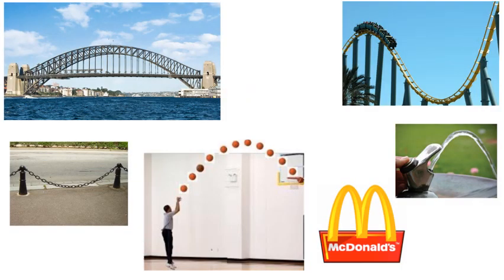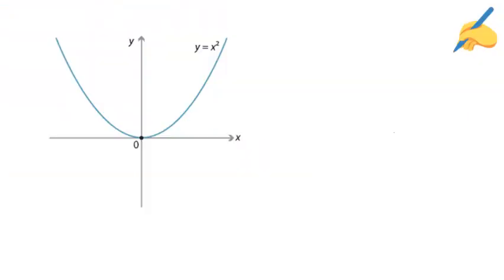These are some examples of parabolas in real life. We can see like this bridge, this roller coaster, this basketball. All of these things are examples of parabolas. This here is our basic parabola. Its equation is y equals x squared. Other parabolas are kind of variations of this basic parabola.